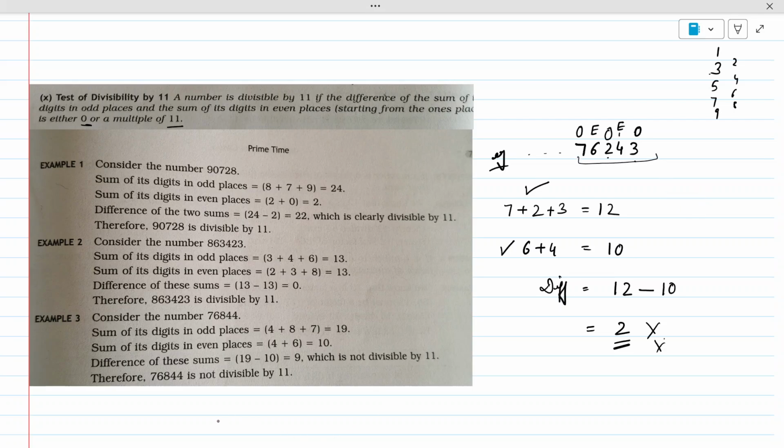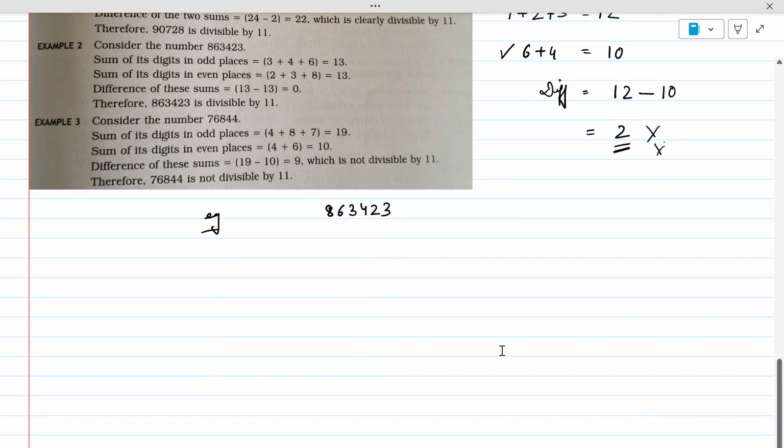Okay. Now let us take one more example here. I am taking this number 863423. So the first thing we are going to do here is find the odd and the even places. The first one is odd, even, odd, even, odd, and even. Now we have to find the sum of the numbers at odd places. So we have 6, we have 4 and 3. 6 plus 4 plus 3, which is 13.